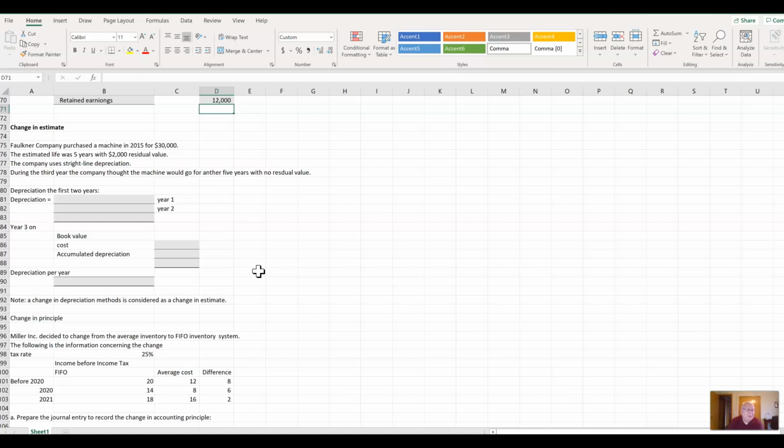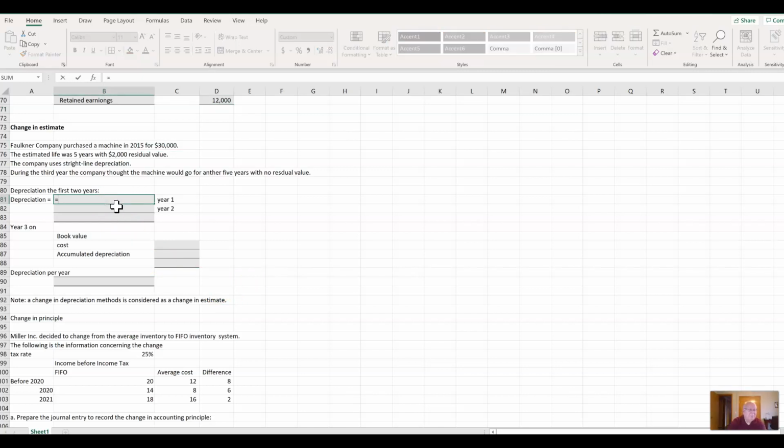And during the 3rd year, the company figured out they thought that the machine would go another 5 years, with no residual value. So we're going to change our estimates. We're changing the length of the life of the equipment and the residual value. So the first thing we need to do is figure out how much depreciation we have taken so far.